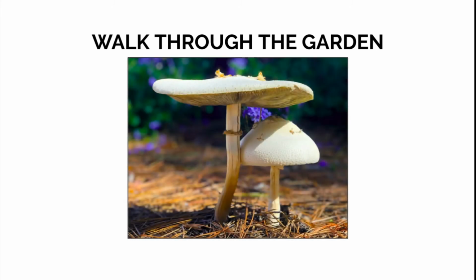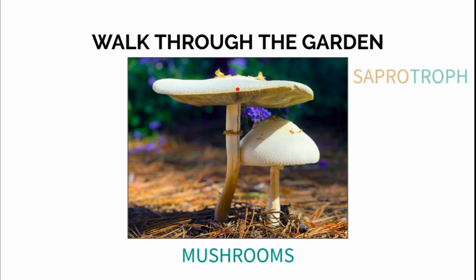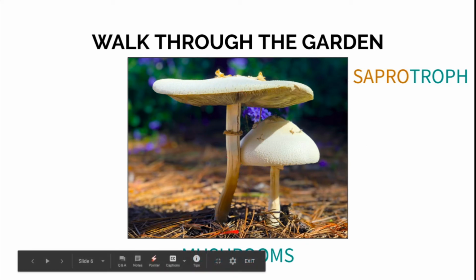Wow, suddenly you spot some umbrella-like structures coming out of the ground. So what are these structures? These are basically mushrooms, and we also call them saprotrophs. Sapro means dead or decaying and troph means nutrition. So these are organisms which get their nutrients from dead or decaying matter.